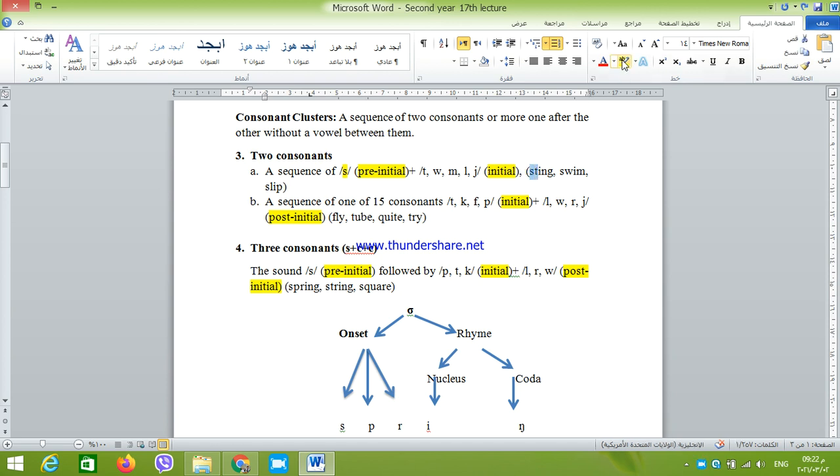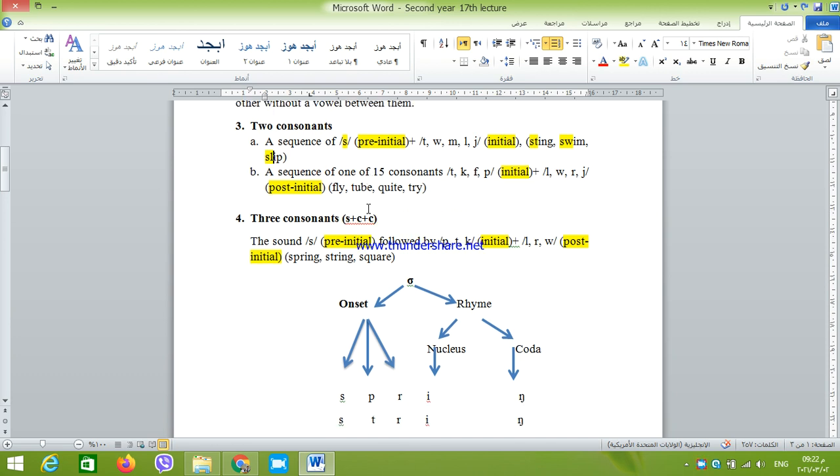sting. Here we have the s sound, which is pre-initial, and t, which is called initial. Swim, the same thing, swim. Okay, two consonants, slip, s-l, two consonants under the onset position. The first is always s, and it is called pre-initial, and the other a set of consonants, which are t, w, m, l, y, can be after the s, and they are called initial sounds. This is the first type.